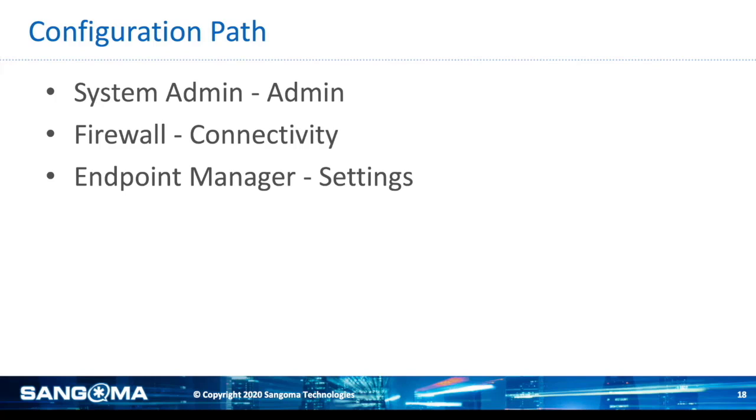We are going to configure the PBX so that remote workers can be connected either with a manual setup of the phone or with a zero-touch provisioned one. The modules we are going to check are the System Admin in the Admin section, the Firewall in the Connectivity section, and the Endpoint Manager in the Settings.